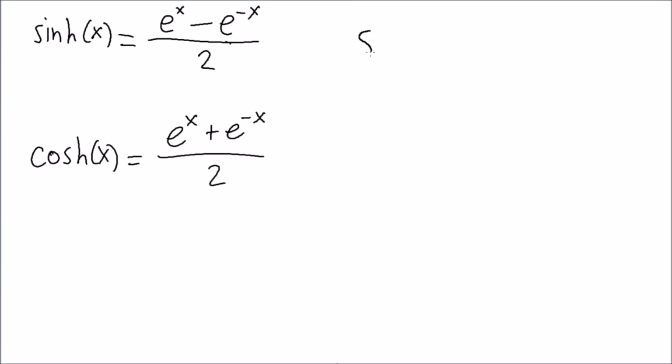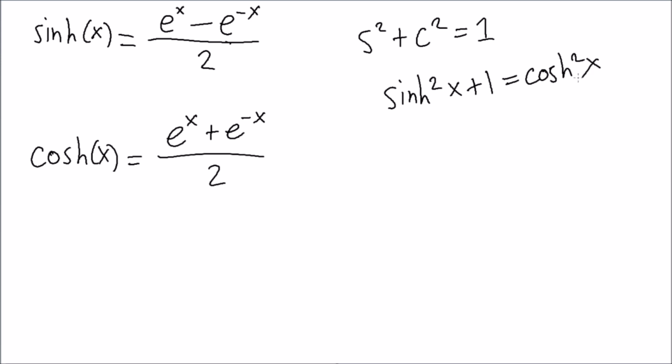Instead of sine squared plus cosine squared equals 1, it's a little different, and it can be a little tricky at first because it's weird. Sinh squared plus 1 is equal to cosh squared. That's the thing. And when you see something like cosh squared minus sinh squared, it's not cosh 2x or anything. This is equal to 1. Just be very careful with that.